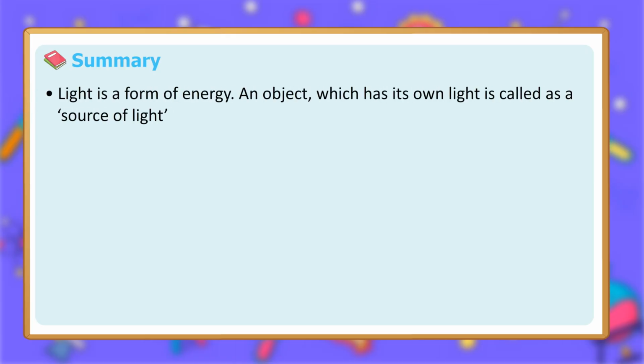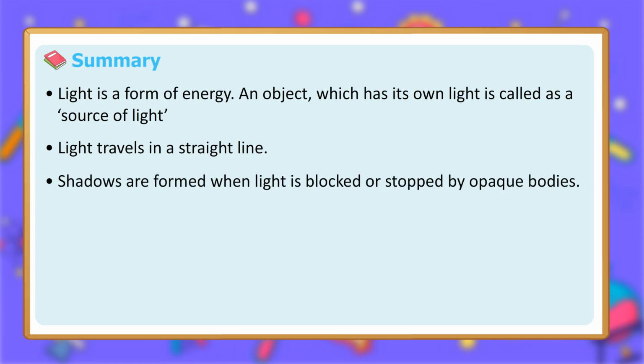Summary. Light is a form of energy. An object which has its own light is called a source of light. Light travels in a straight line. Shadows are formed when light is blocked or stopped by opaque bodies. Light is absorbed or scattered by the objects.